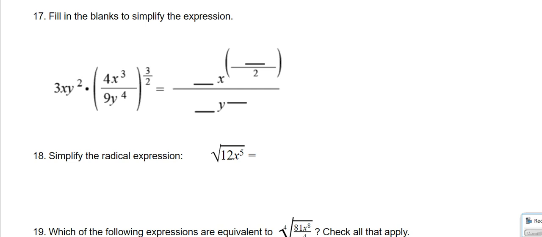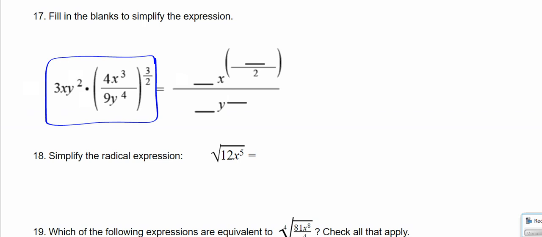Moving now to 17. 17 is a problem where you're trying to simplify to fill in the blanks. It just looks complicated, but it's really no different than any problem that gives you this and then asks you to simplify it. I'm going to look at the numbers first, because I think that's the purpose of the blanks, to help you focus on the right things.